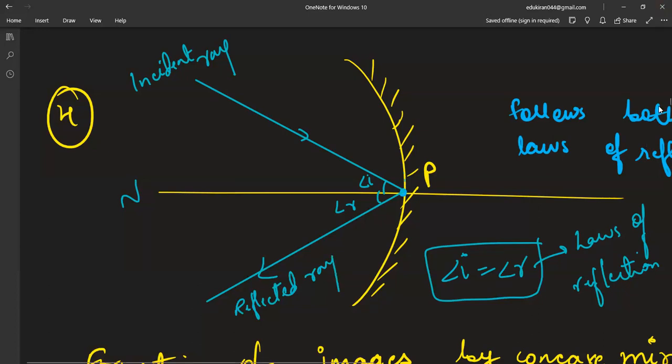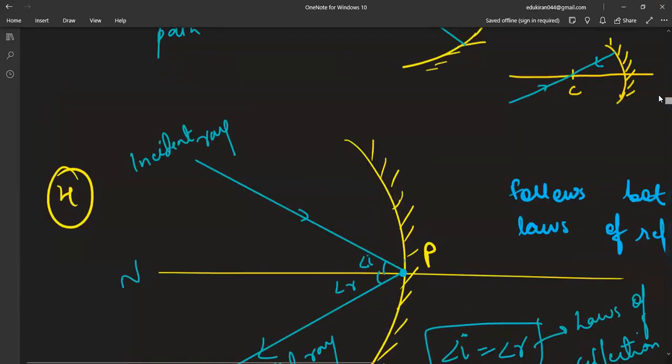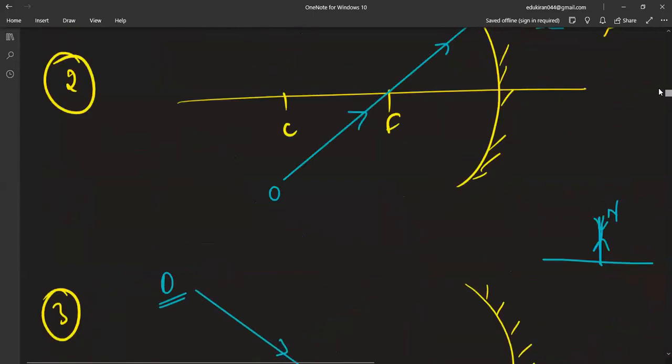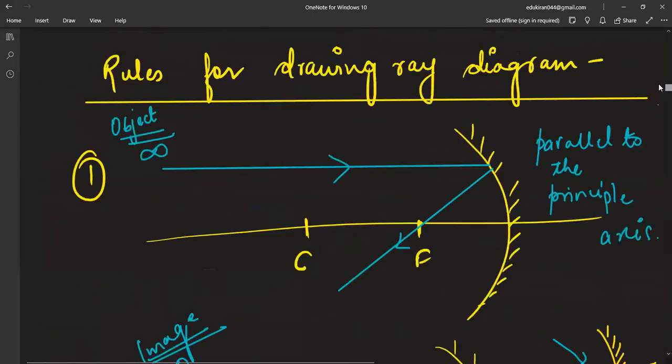These are the four rules. Now these are the universal rules, like in every case, we have to obey these rules. But how do we have to draw for the different positions of objects? That is different. That also we'll see right now. First, copy down the rules for drawing ray diagrams.